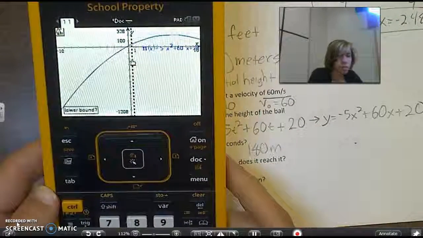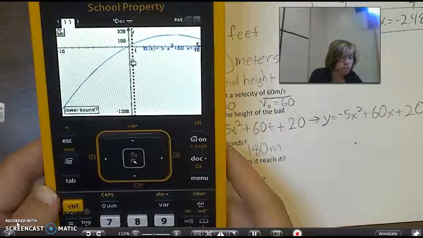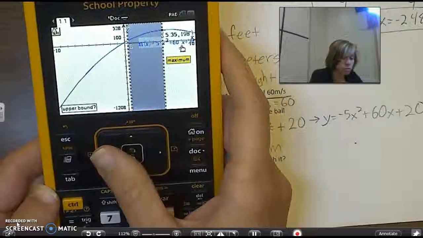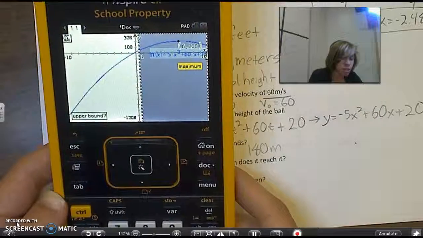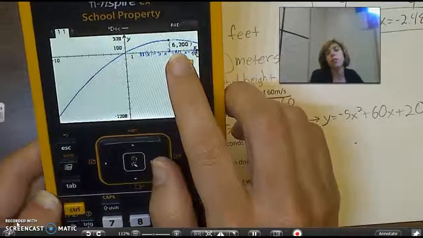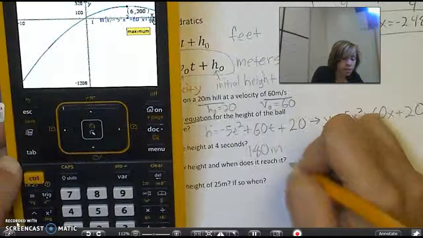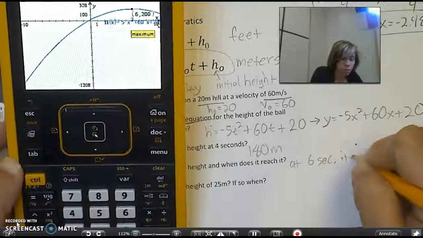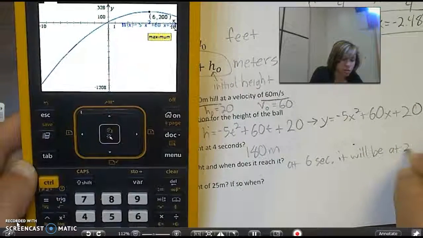Okay, and this is where you're going to set your boundaries. So this is on one side of the vertex, so that's good. I'll hit Enter. Then I'll use my finger to just brush across the mouse pad to get to the other side of the vertex, and I'll hit Enter again. And it gives me now my maximum, which is my maximum height. Okay, so at 6 seconds, it will be at 200 meters.